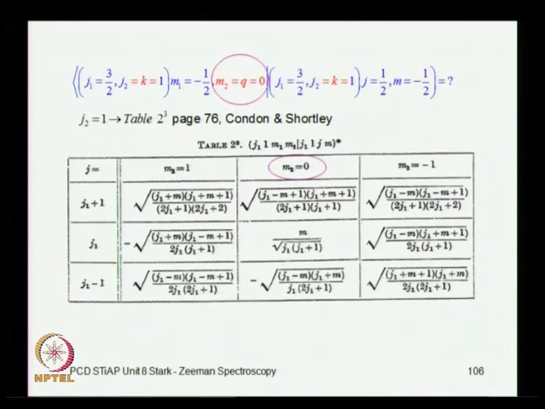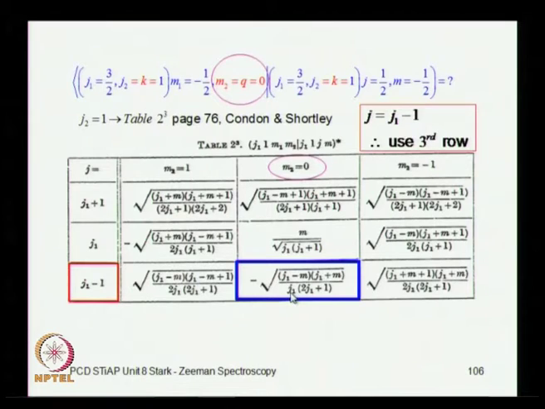Now, we need the relation between J and J1, and what is that? This is the third row that you must use, because J is equal to J1 minus 1. J1 is 3/2 and J is 1/2. So, 3/2 minus 1 is equal to half. So, you must use the third row, and this is the coefficient that you need.